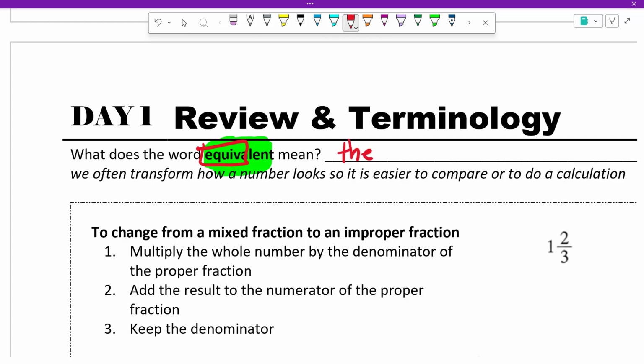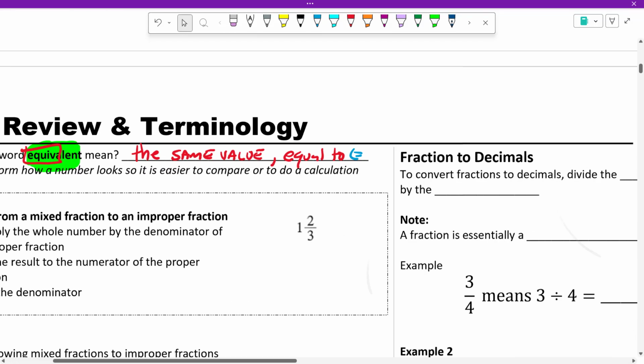The same value. That's what it means. Same value, or equal to. And we're used to the symbol for this, the equal symbol.